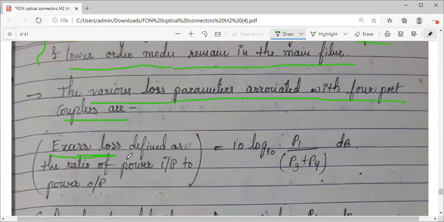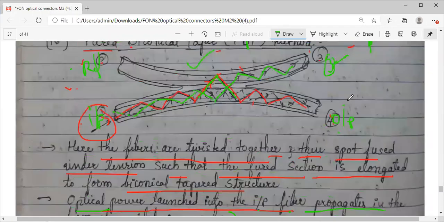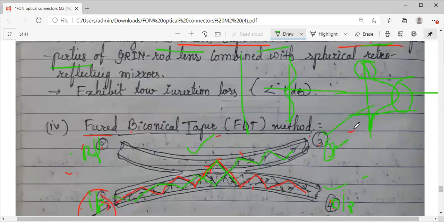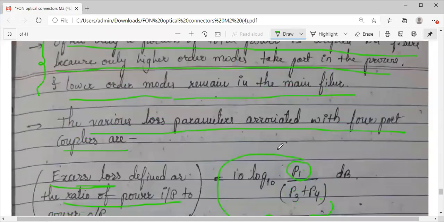First one is the access loss. It is the ratio of power input by output. That is 10 log to the base 10 of P1, the input power, divided by the output, P3 plus P4. Both together, P3 and P4, what is the total output? That is called the access loss.